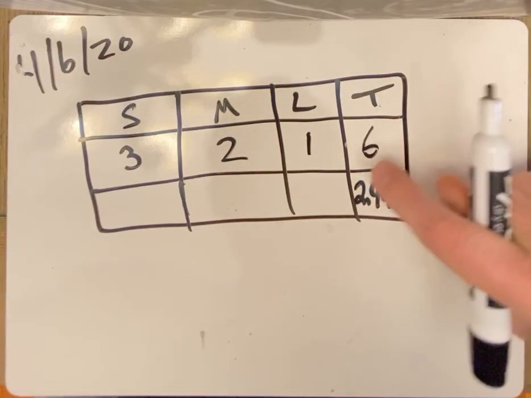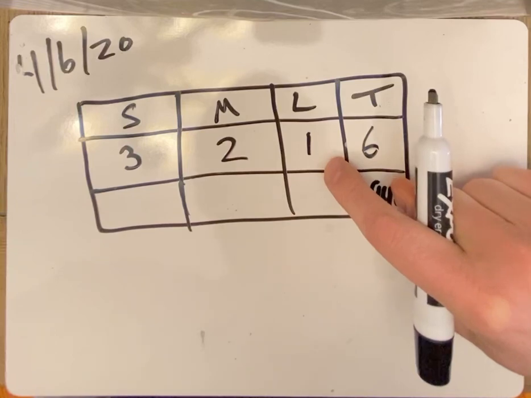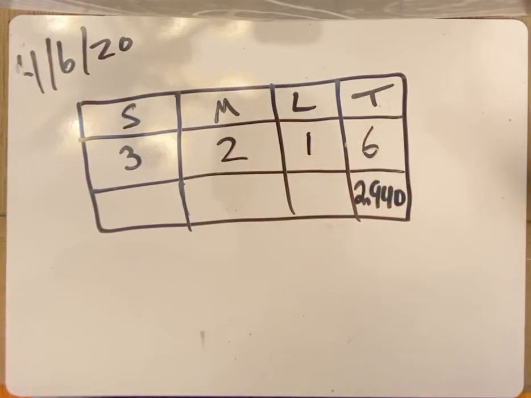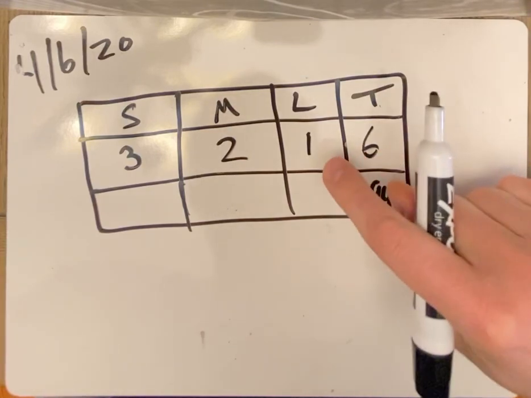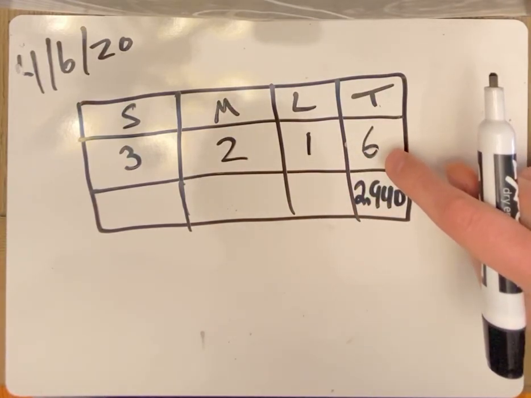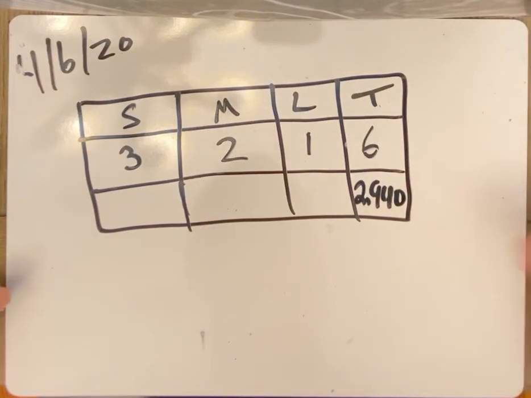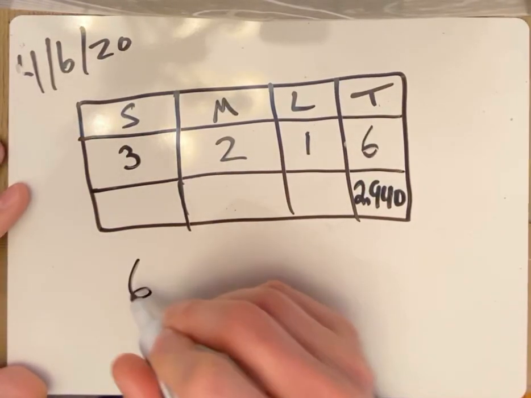So I'm going to get from 6 to 1, okay? And how can I get from 6 to 1? By dividing, okay? I'm going to divide 6 by 6 to get to 1. And of course, the golden rule: what you do to the top, you do to the bottom, right? So I'm going to divide 2,940 by 6. Let's check it out.